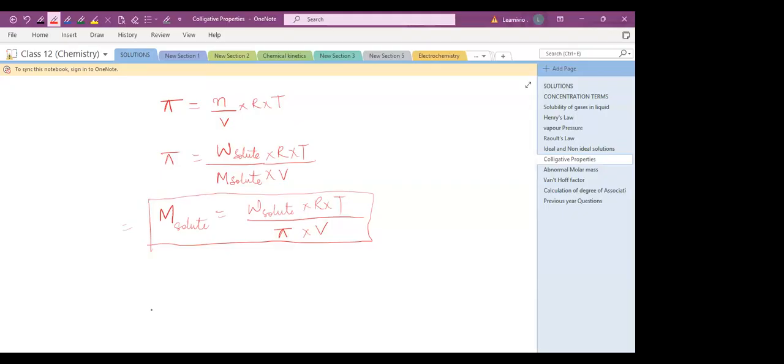So now the colligative properties are completed. Is there any doubt in any colligative property, Jovita? No, ma'am.